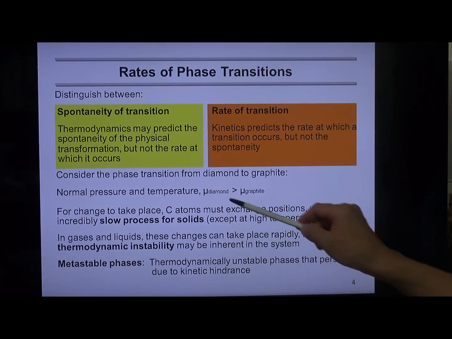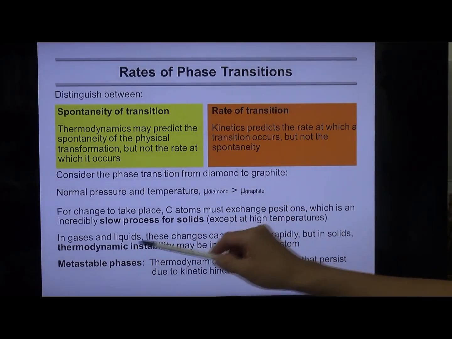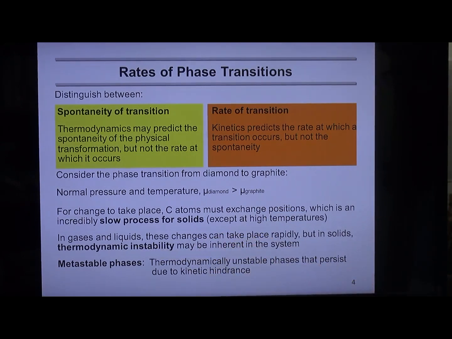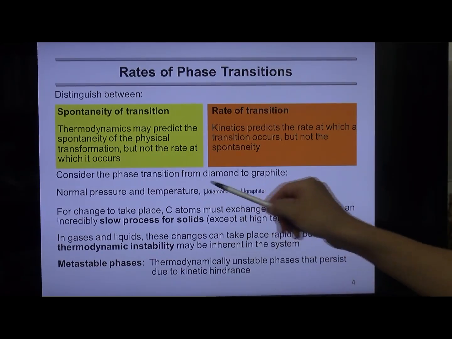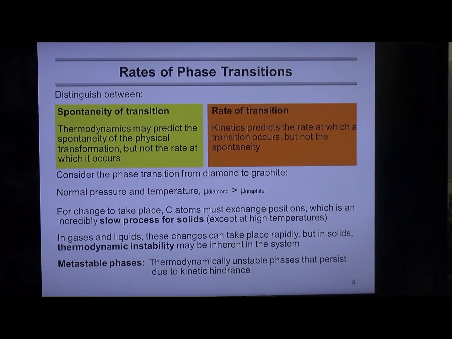So this kind of phase, which is thermodynamically unstable but persists due to kinetic hindrance, is called metastable phase. This kind of phase is called metastable phase.